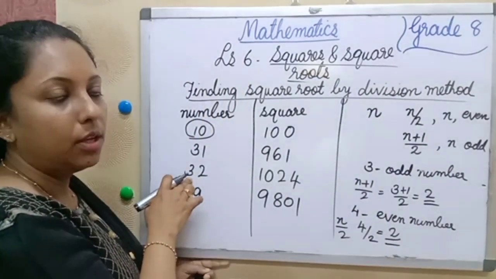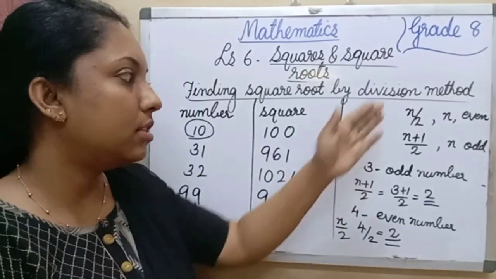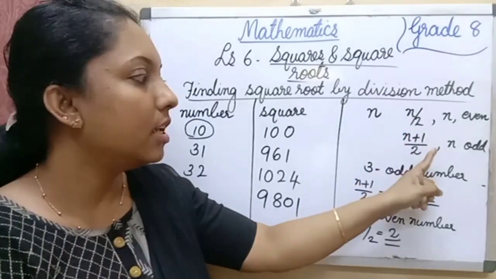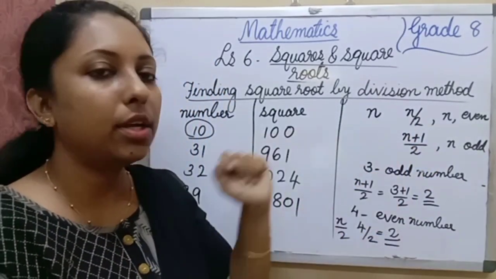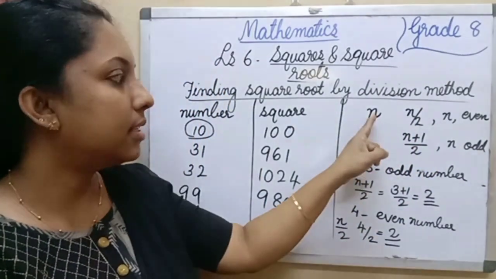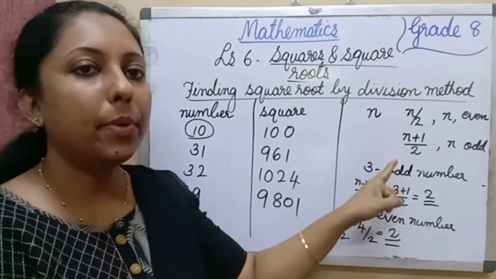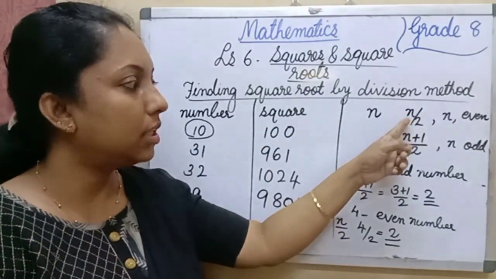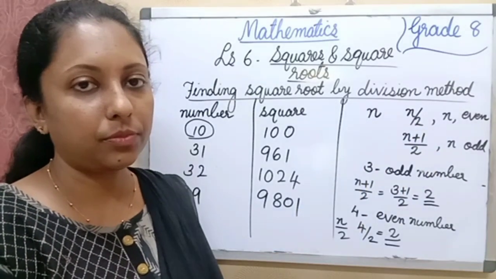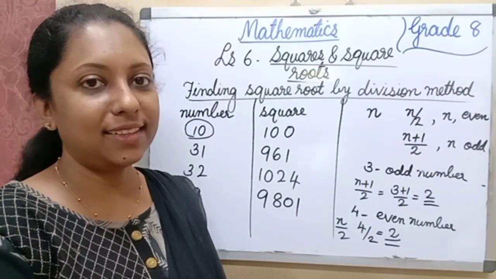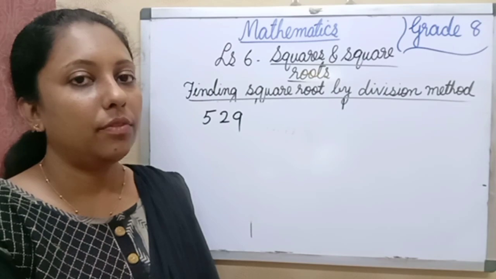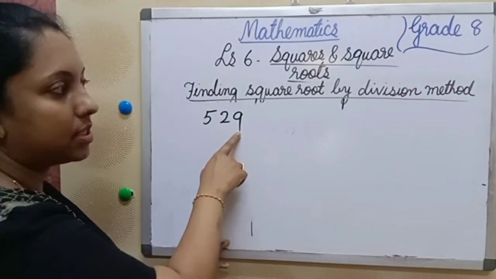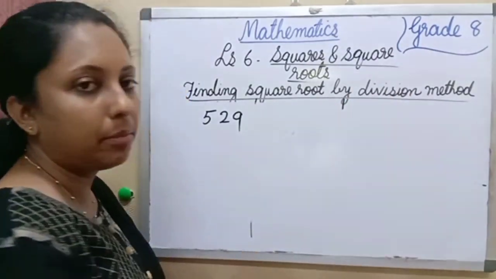So this way we can use this equation. If n is even, n by 2 digits. If n is odd, (n plus 1) by 2 digits. n is the number of digits in the perfect square or square number. Hope it is clear. Now we can study how to find the square root of a number using the division method.